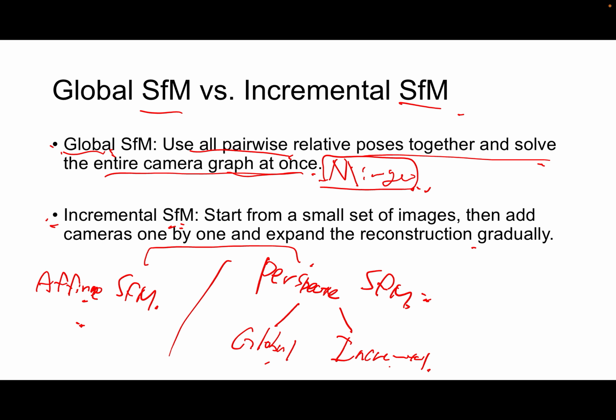Incremental SfM: if we take a video, we use a small set of frames at the start of the video. Then we have some images, some 3D points and camera parameters, and then we gradually add frames to get camera parameters and 3D geometry of the following frames. That is incremental SfM. So there are two kinds of SfM in perspective SfM.